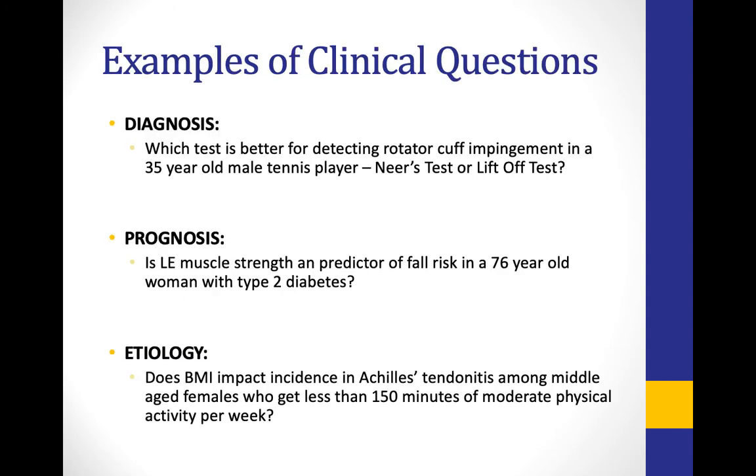Here are some examples of clinical questions that might arise in PT clinical practice. For diagnosis, we might ask a question like, which test is better for detecting the presence of a rotator cuff impingement? For prognosis, we could be seeking a more accurate way of screening older adults for fall risk. For etiology, we might want to find evidence that helps us determine whether certain factors cause a condition, such as Achilles tendonitis. As you look at these examples, consider how much detail is included to make each question as specific as possible. This is because the more specific we are, the better we can focus our search of the literature for the most appropriate evidence.